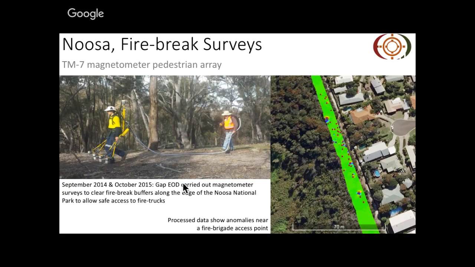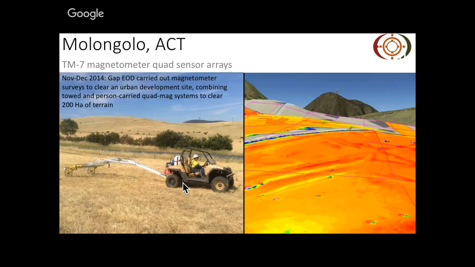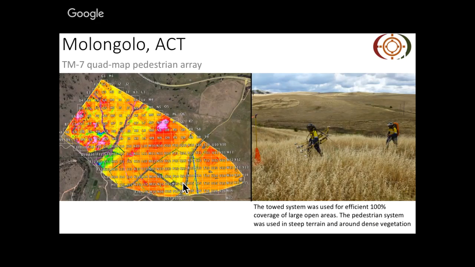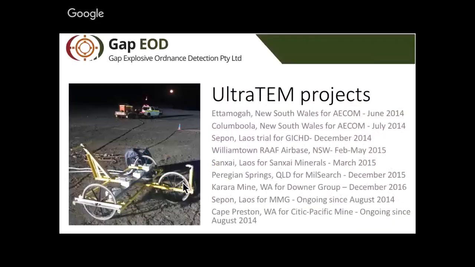More mag surveys, typically, this is actually up in Queensland on the Sunshine Coast. A lot of the Sunshine Coast was used as practice bombing ranges from ships out in the ocean, which they used to fire onto shore. This is still magnetics, quad sensor surveys down near Canberra. More mag surveys. So in 2014, we started building the UltraTEM system.